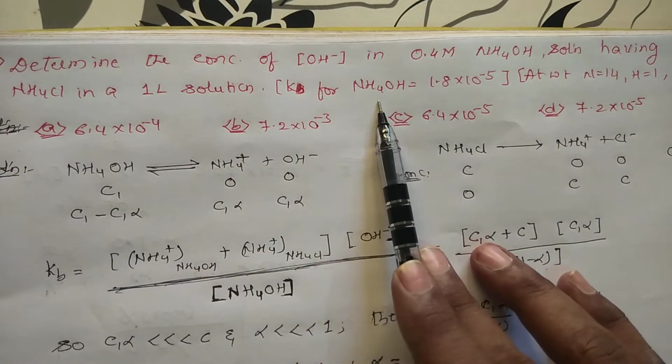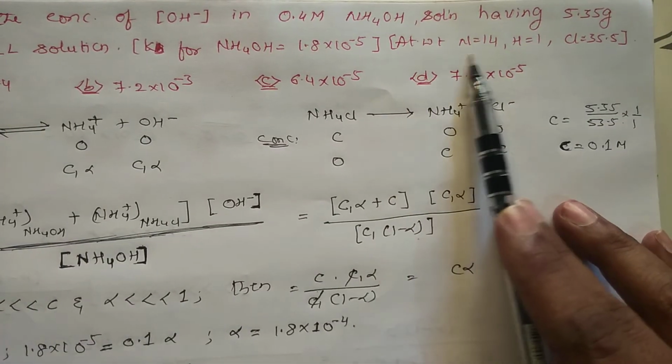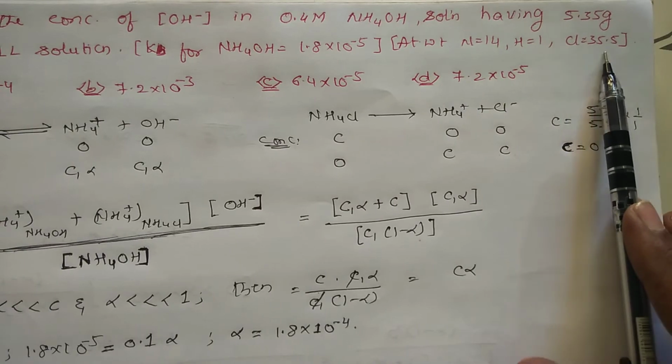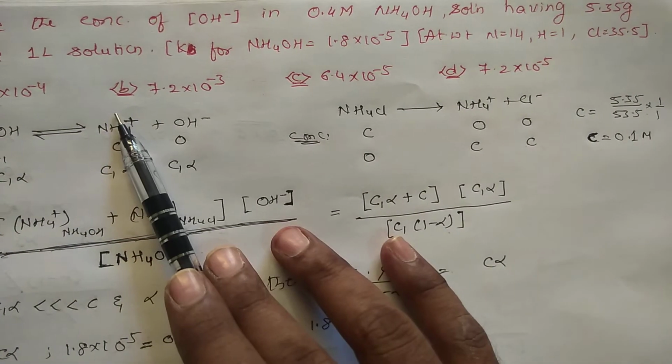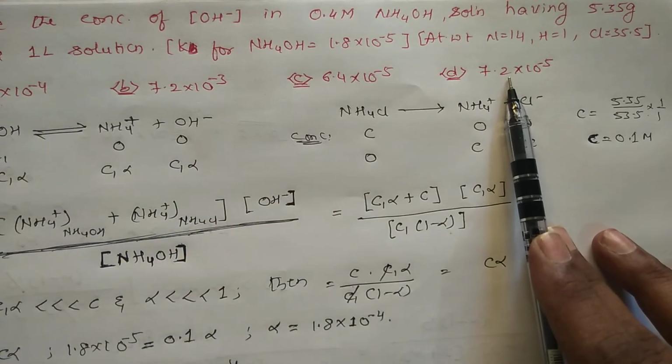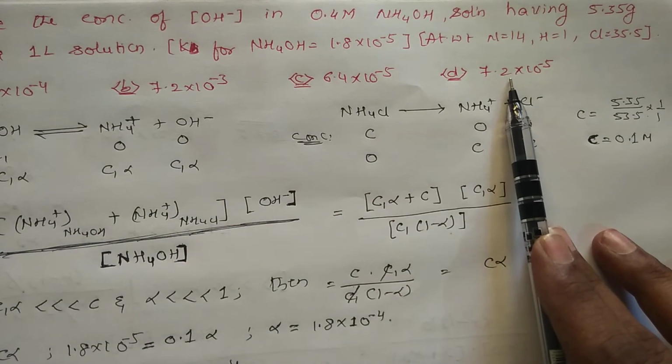Kb of NH4OH is 1.8 into 10 power minus 5. Atomic weight of nitrogen he has given 14, hydrogen is 1, chlorine is 35.5. So this is the equilibrium condition of NH4OH. These are the options. Pause the video and solve the answer.